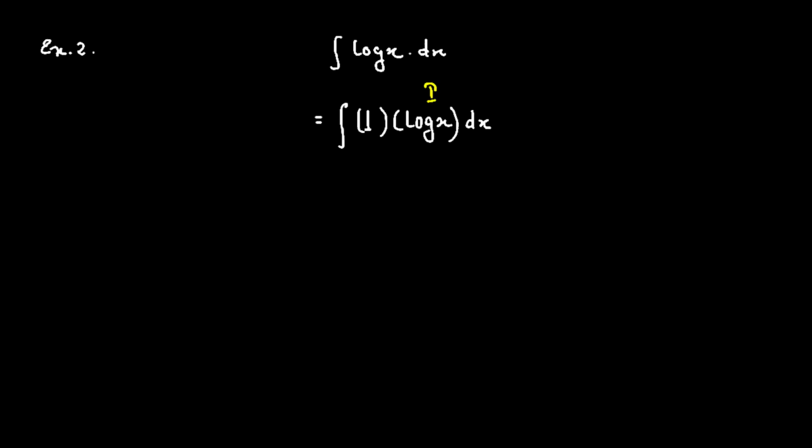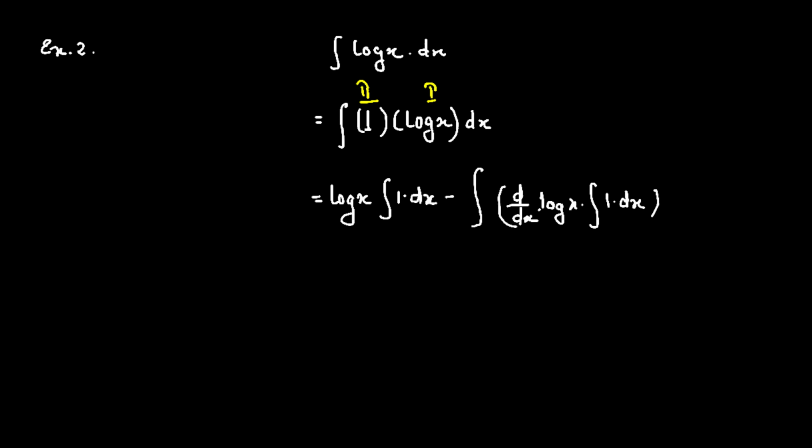Problem number 2. So we have to integrate the logarithmic function. Now here we have only one single function, but what we can do is rewrite it as the product of 1 and log of x, such that we can treat the logarithmic function as the first function and 1 as the second function. So we have log of x multiplied to integration of 1 dx minus integration of derivative of log of x times integration of 1 dx, and we integrate it with respect to x.